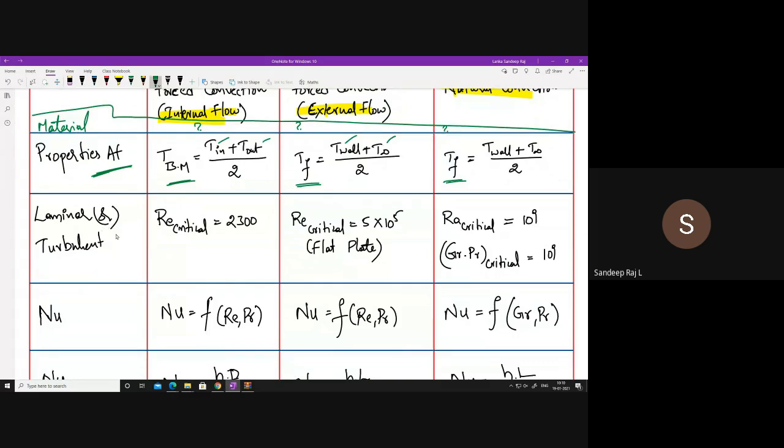The next thing to do in the problem is to find out whether the flow is laminar or turbulent. How do you find it in the case of forced convection? You take 2300 as the critical Reynolds number. If it is above this, it is turbulent; below, it is laminar. 5 into 10 to the power of 5 is for the flat plate external flow case. Here you have to take the Rayleigh number, not the Reynolds number.